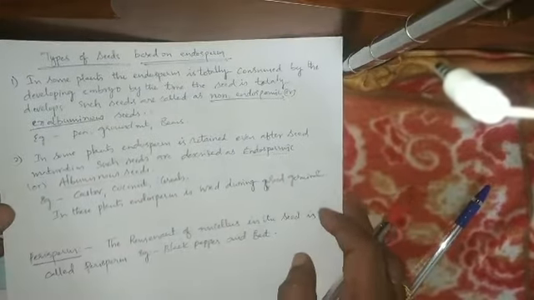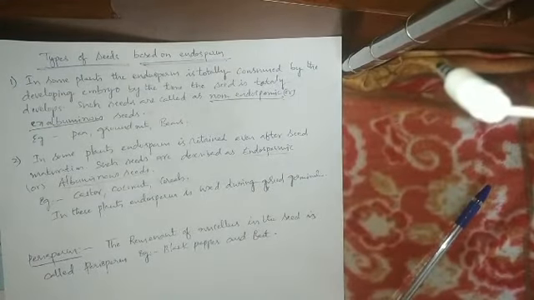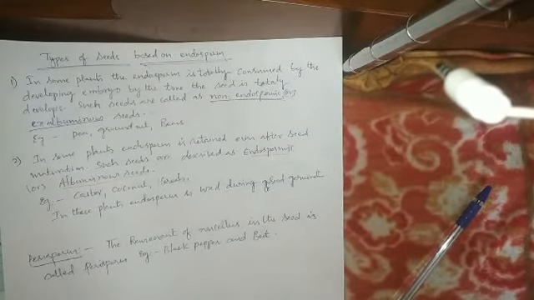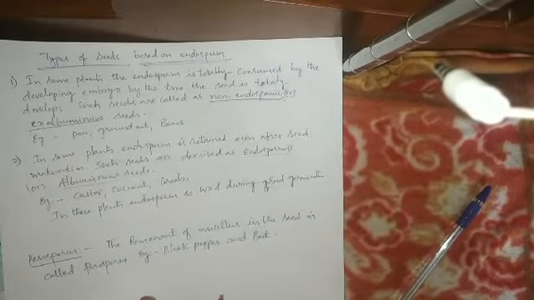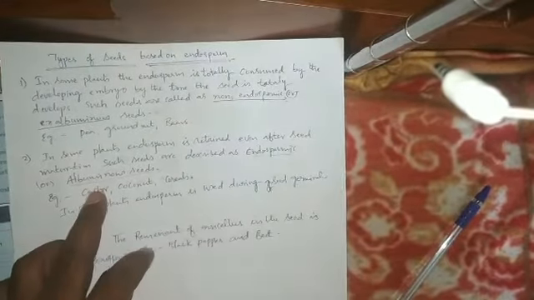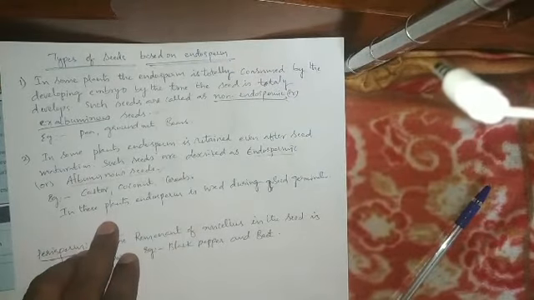In some plants, endosperm is retained even after the seed maturation. Even after the seed development, the endosperm is retained in the seed. Such kinds of seeds are called endospermic seeds or albuminous seeds.